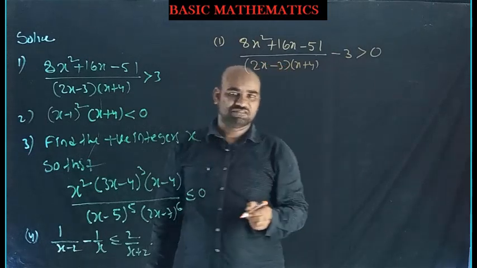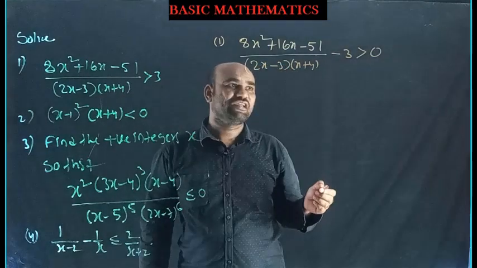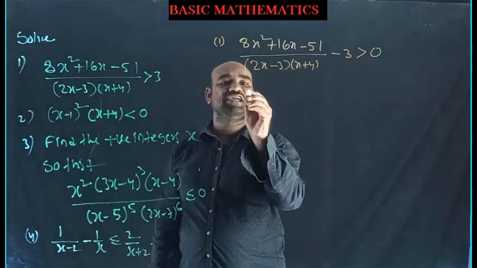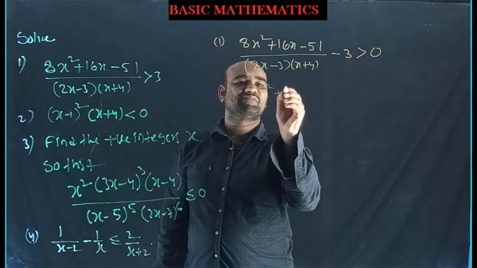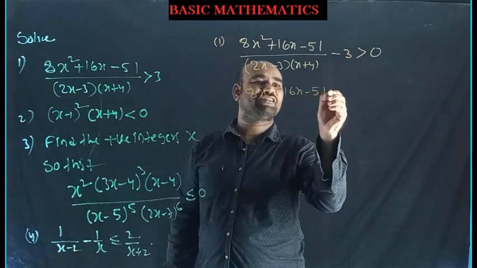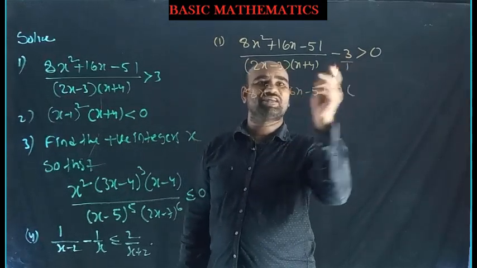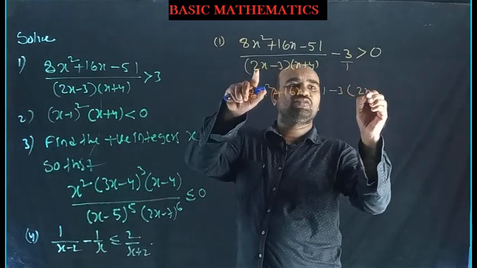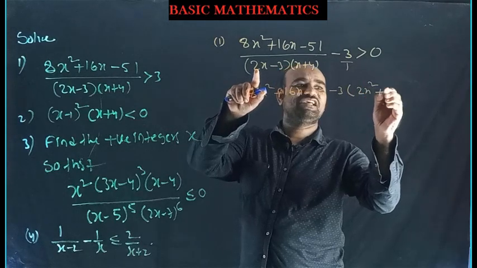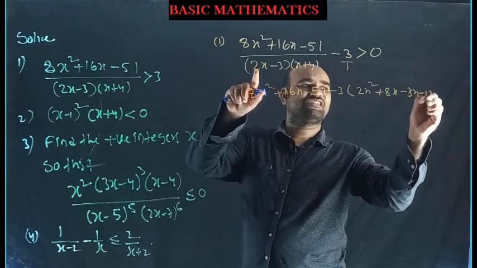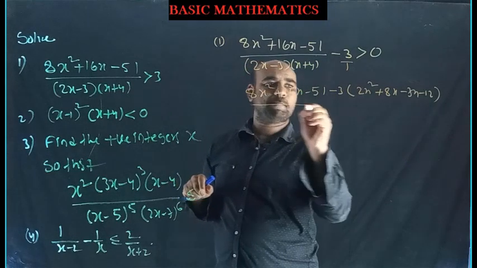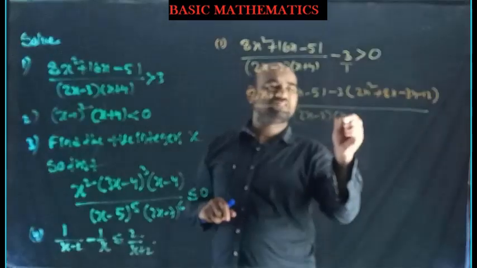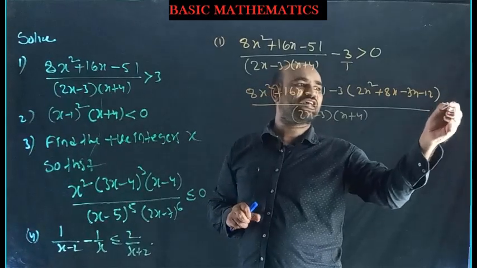You know the procedure to use the wavy curve method. The right hand side of the inequality should be 0. So 8x² + 16x − 51 minus 3 times, I am taking the LCM here. This is the LCM. Directly I want to write here: 2x² + 8x − 3x − 12 by (2x − 3)(x + 4) is greater than 0.